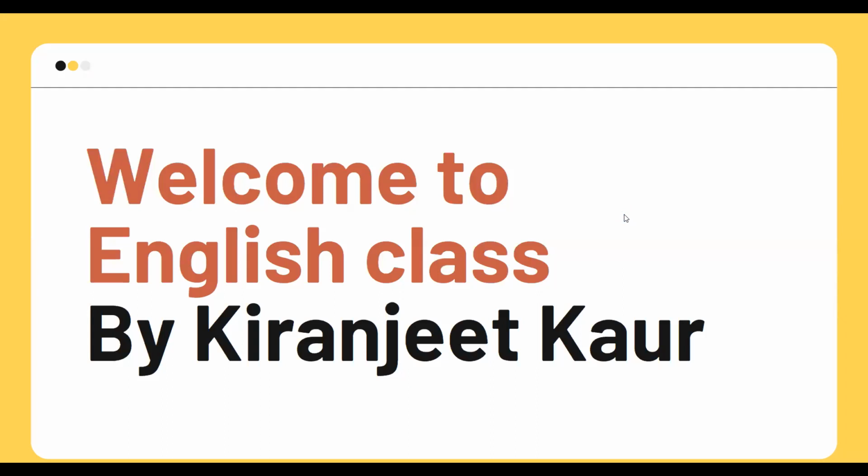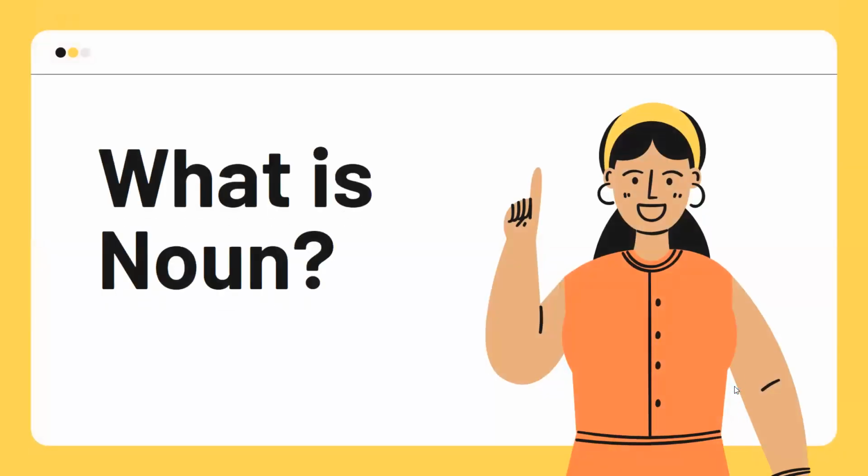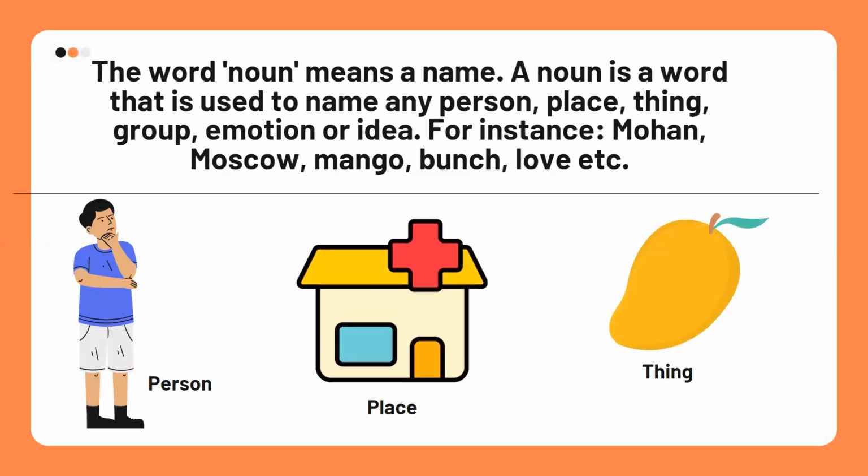I'll be your mentor for the day, and today we are here to learn our first lesson of grammar, that is nouns. So today we are going to learn nouns. Okay. What are nouns? Nouns are the names. Names of anything. Names of place, person, things, group, emotion, or idea.